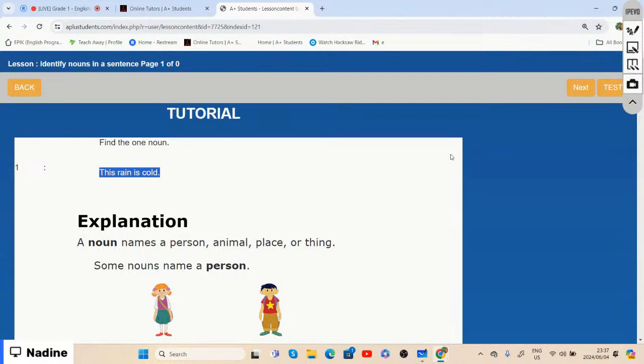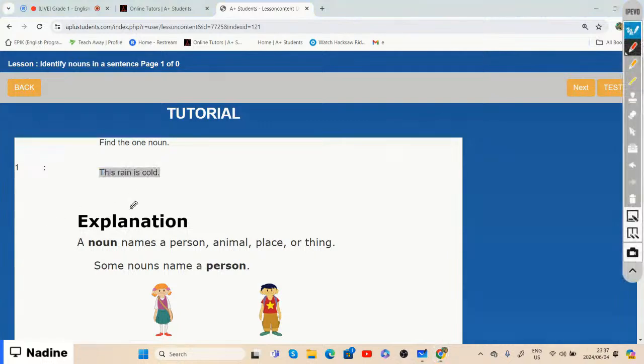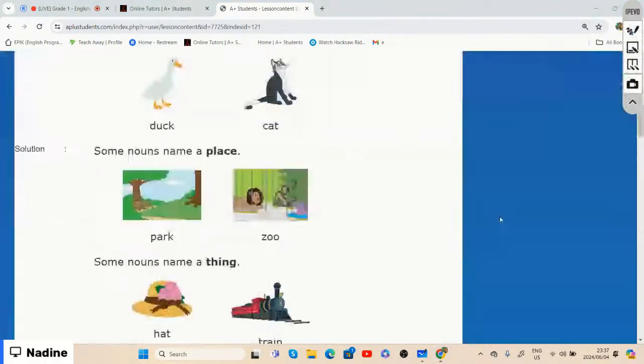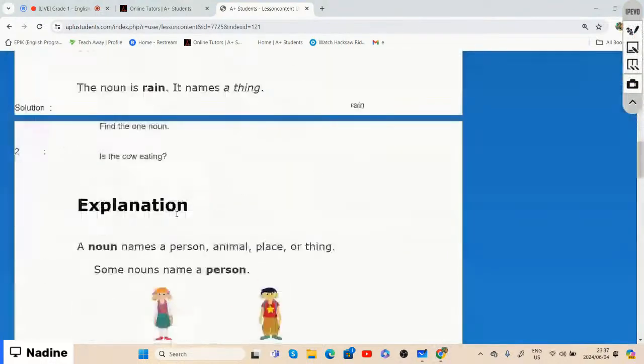All right, so if we were to identify the noun within that sentence, we can say rain is our noun. And why rain? Because rain names a thing, right? So rain is our noun within that sentence, and it tells us what is cold. So rain is our noun.